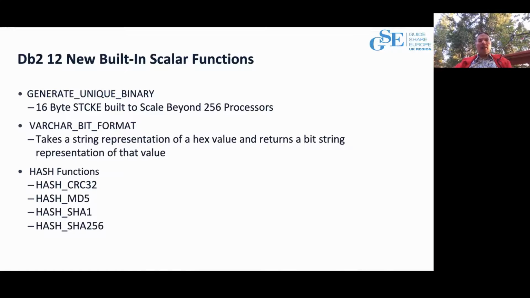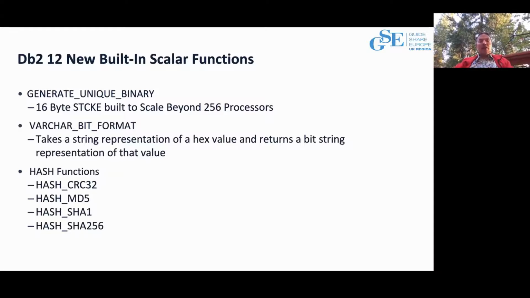Also added to this is the varchar bit format, which is also an existing function, but now it'll take the 16-byte store clock value and return a timestamp. So again, you can use generate unique. It's a guaranteed unique value across the sysplex. Again, not guaranteed to be ascending because of the other things, but you can get a timestamp value out of it. So if you're looking for something that's really cheap to execute for a unique value, this is actually a pretty cheap instruction.